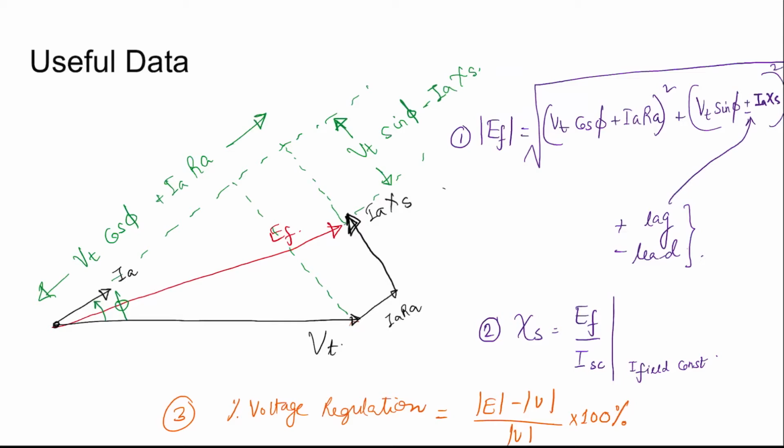Coming to the useful data, this is the phasor diagram of a synchronous generator under leading condition. In leading condition, the value of EF as found from the phasor relations, the magnitude, can be determined as the square root of (Vt cos phi plus Ia Ra) whole square plus (Vt sin phi plus Ia Xs) whole square for lagging condition, and for leading condition it will be minus.